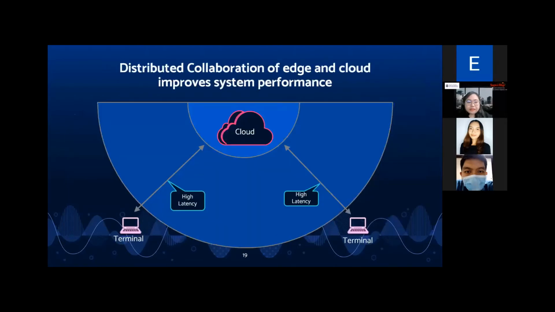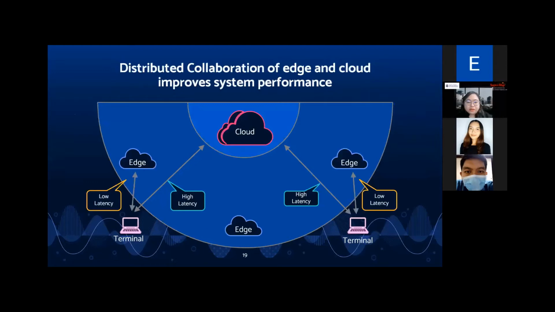Then last is SGIS. In the framework of classic cloud computing, it takes a long time of network latency when the terminal is accessing the cloud directly. So we deploy edge servers near to the terminals to process the request and reduce the network latency and improve the performance of the whole system.